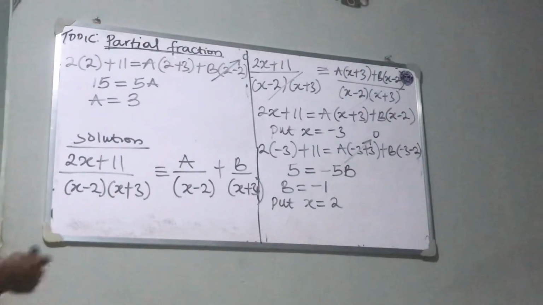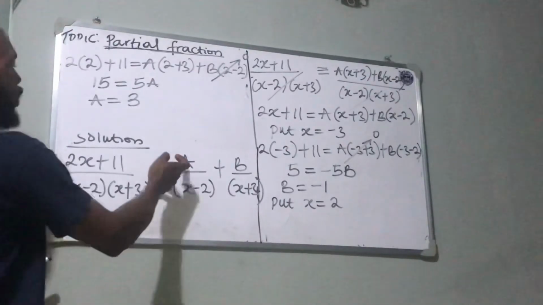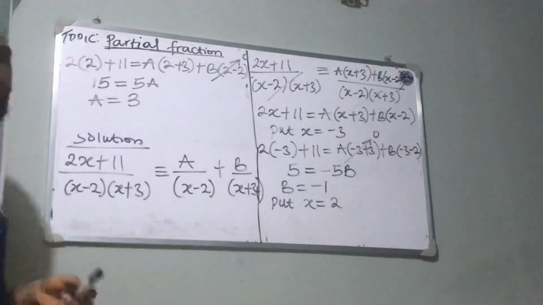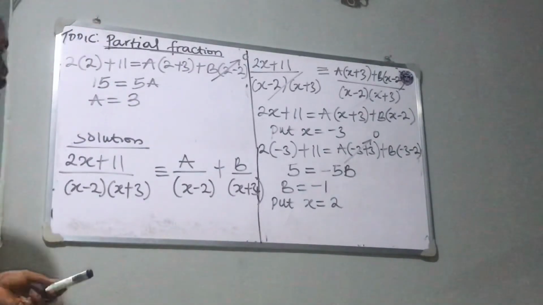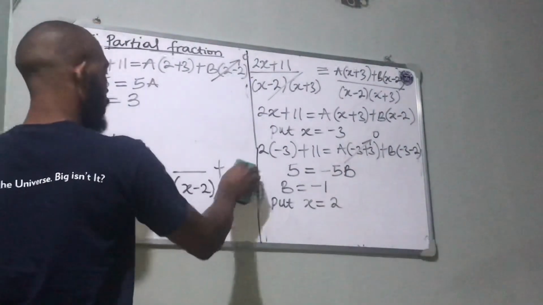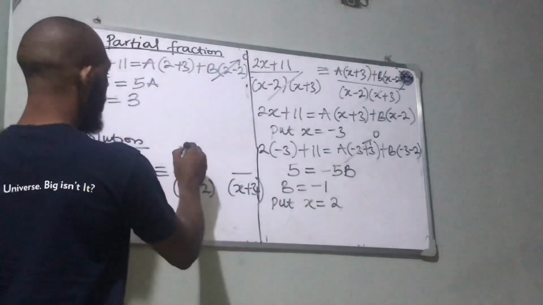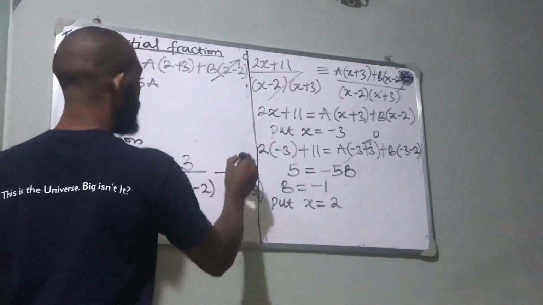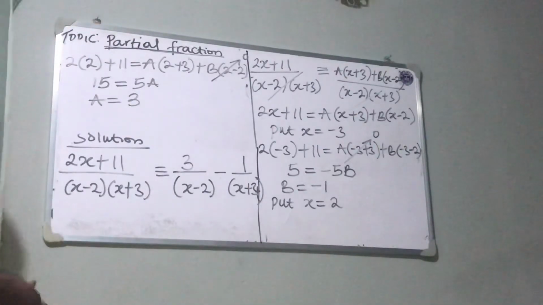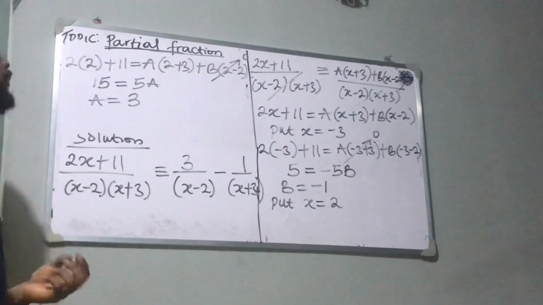Now quickly, I'll just go to this side and change my value of a to be 3 and my value of b to be minus 1. So I can just do this. My a is 3, this is minus, and this is 1. Now this is how I resolve my partial fraction.